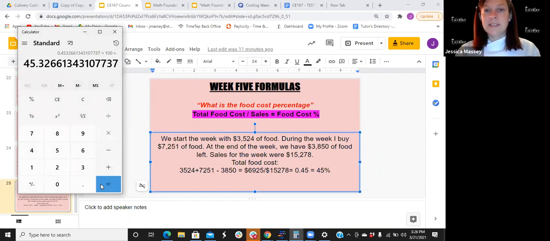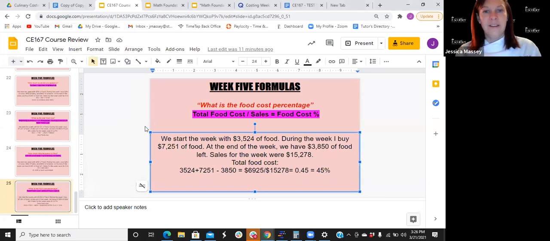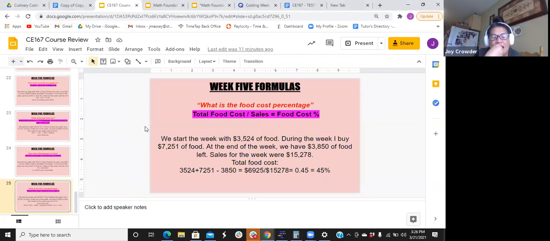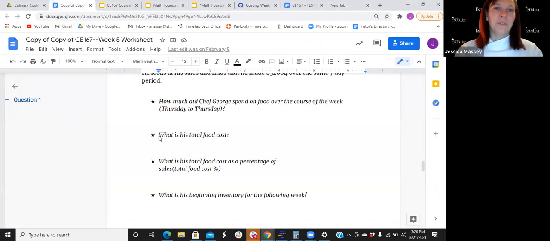So basically what this is telling us is that we spent 45% of the money we made that week on food, which is no bueno. That's terrible. That's a bad food cost percentage. You're not going to make much money if that's the case, more than likely, unless you're paying minimum wage. That's a whole different ballgame.